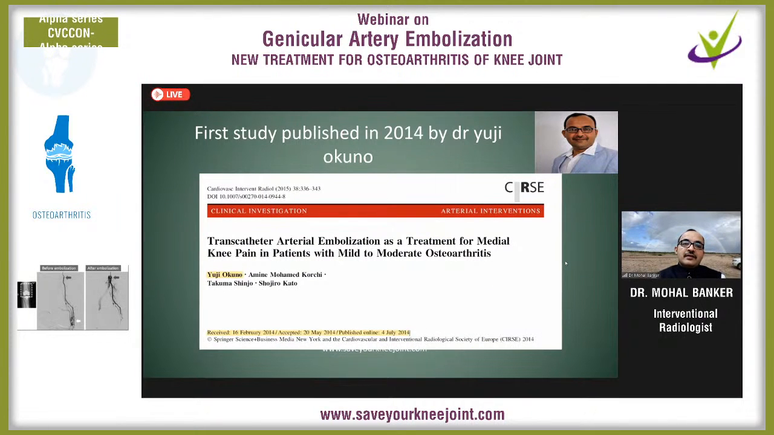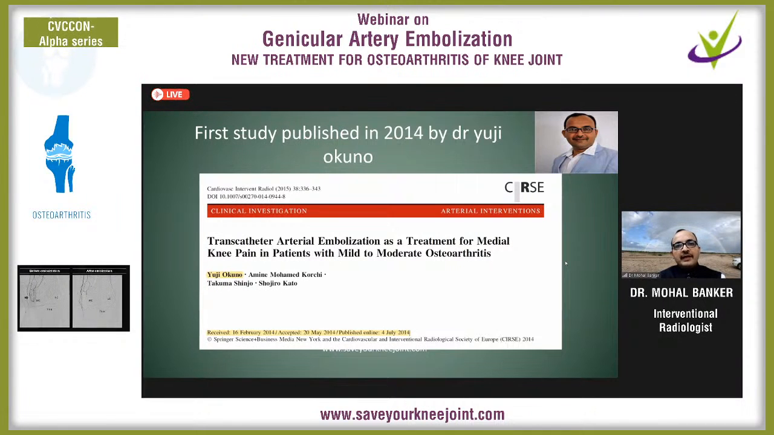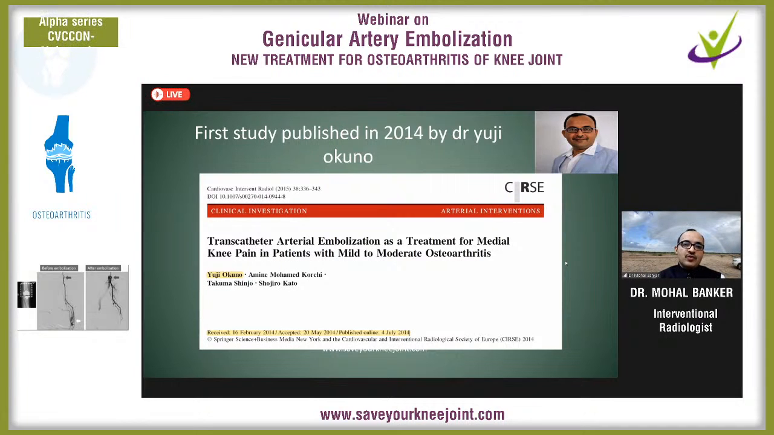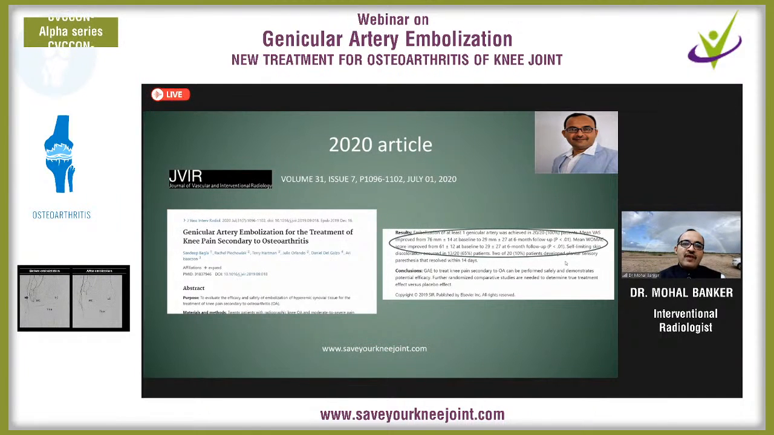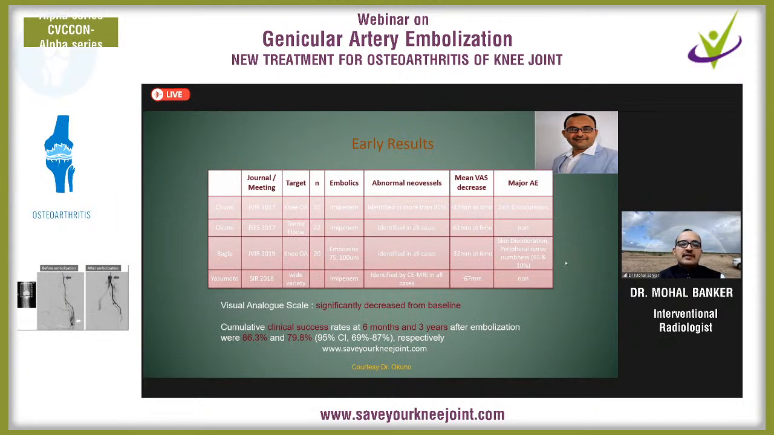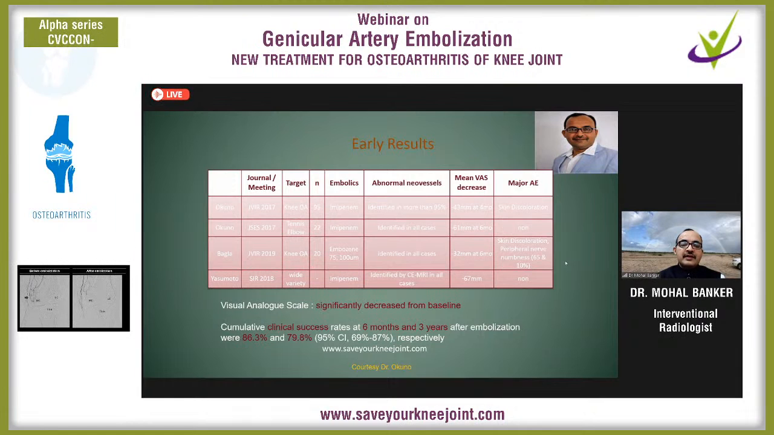But there's a young interventional radiologist, Dr. Yuji Okuno. He is from Japan and he published his research for the first time in 2014. And he has given the hope that genicular artery embolization gives relief in pain and it stops the cartilage destruction within the joint. His first paper was published in 2014 and later on many papers were published, recently one paper in 2020.